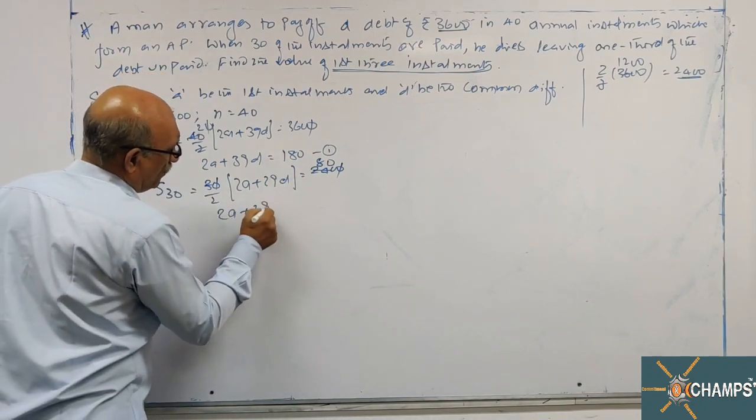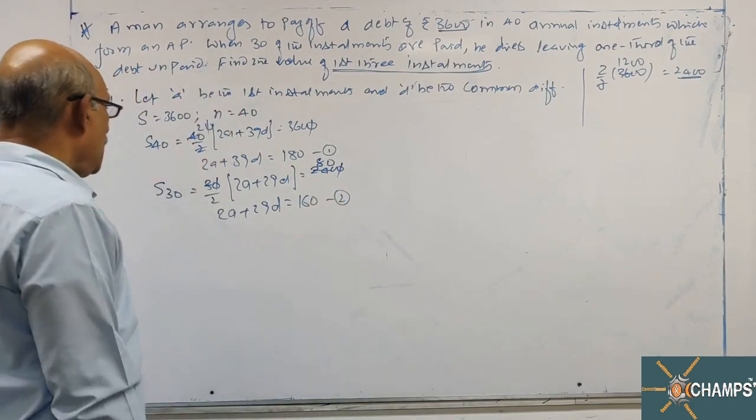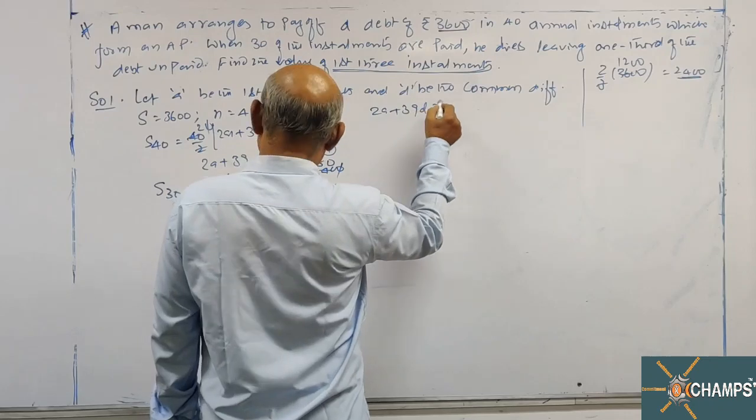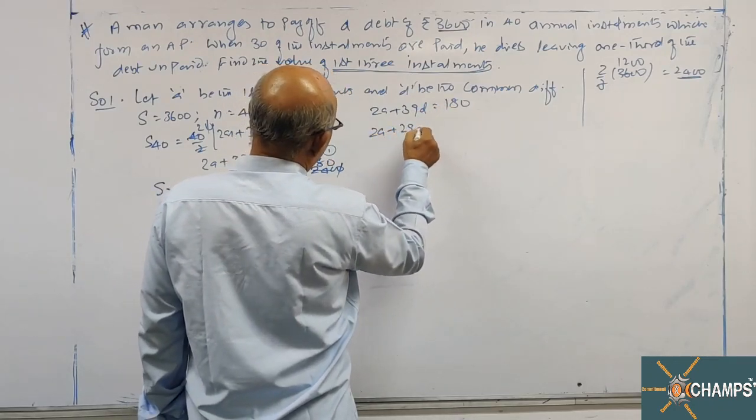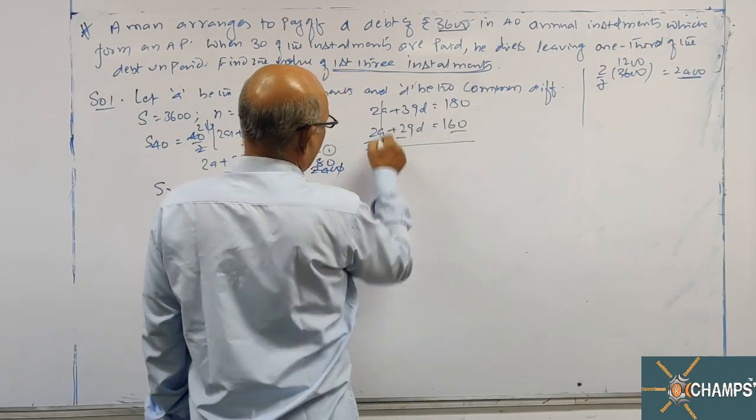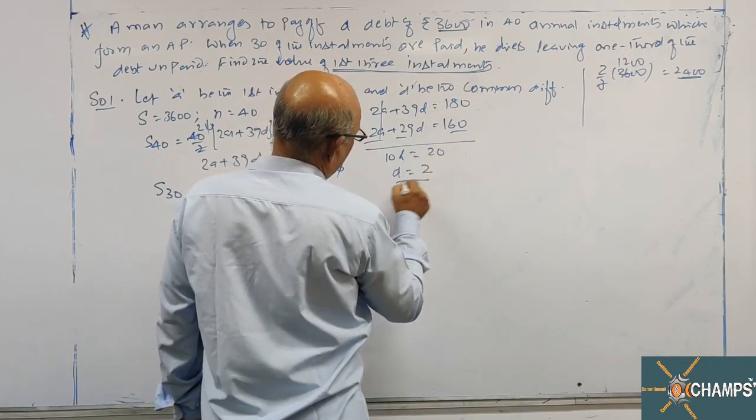So 2a plus 29d is equal to 160. Equation number 2. Solving these two. 2a plus 39d is 180. 2a plus 29 into d is equal to 160. Subtracting, 10d is equal to 20, d is equal to 2.